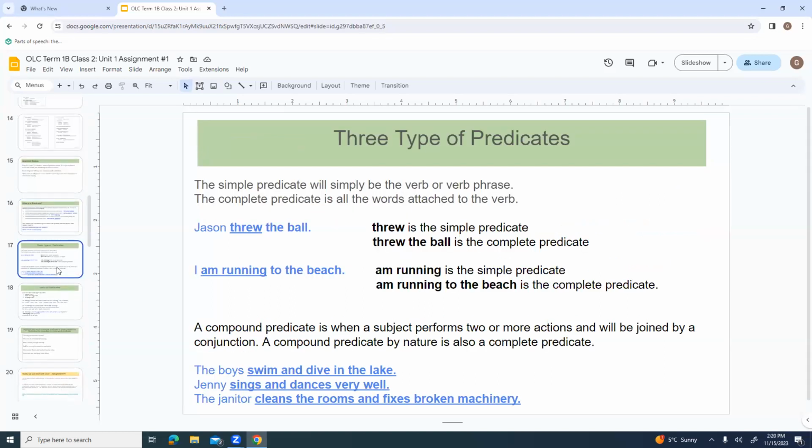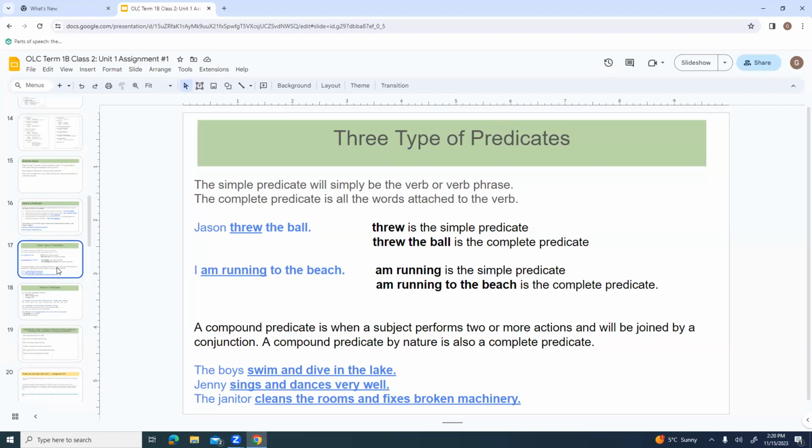Okay, there are 3 main types of predicates. There's the simple predicate, which is simply the verb or the verb phrase. And the complete predicate is all the words attached to the verb. So Jason threw the ball. Threw is the simple predicate, and threw the ball is the whole predicate. Am running, those two are both verbs. They are the simple predicate. And am running to the beach is the complete predicate.